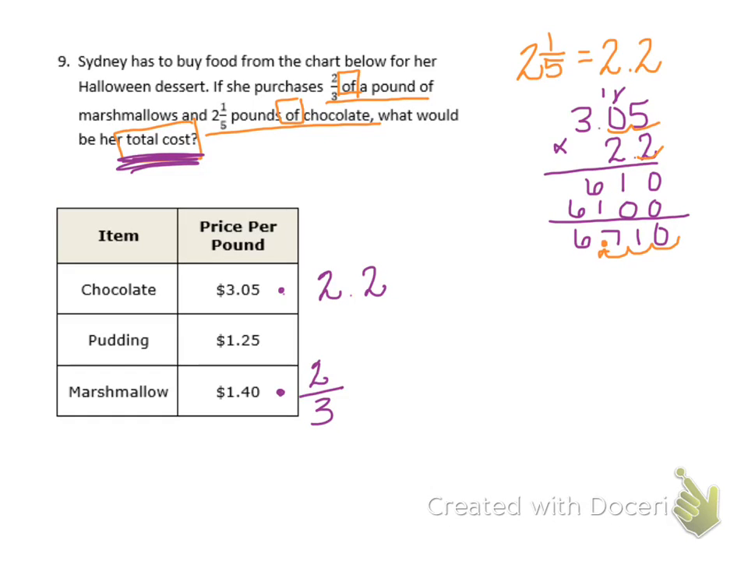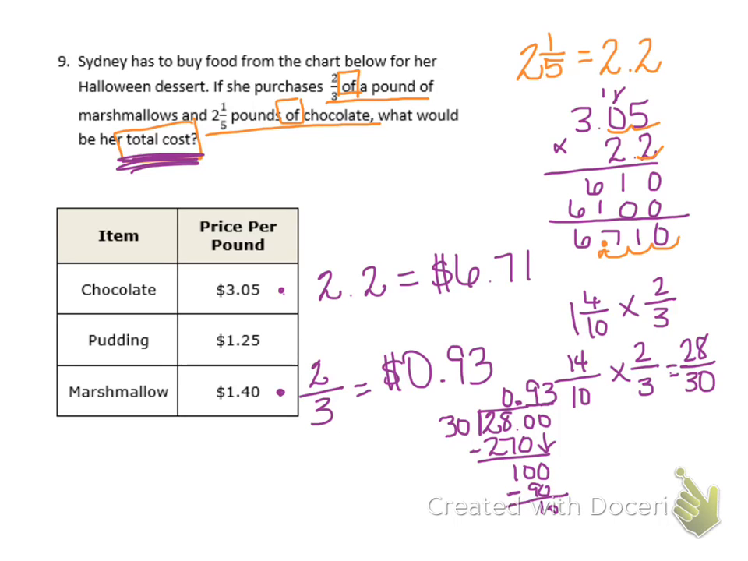Alright, so I went ahead and did the work off to the side for you, so you can check to see if you did your math correctly, but you should have gotten $6.71. That's the cost for the chocolate. So now I need to multiply 1 4/10 times 2/3.